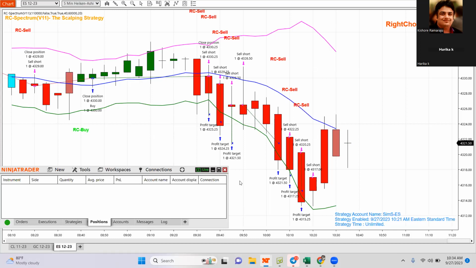On ES also, it already made 200, which is our daily target, but we missed closing it. Otherwise, we would have been done with 200 on ES and 200 on CL by this time. But we'll wait for some more time, and it may give another $200.